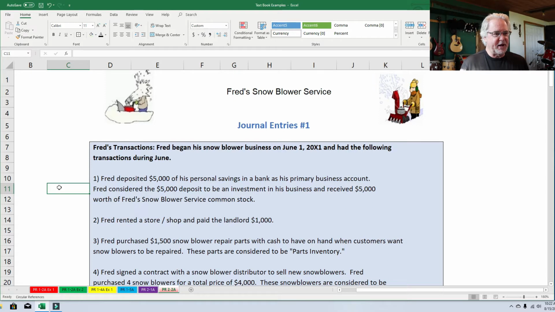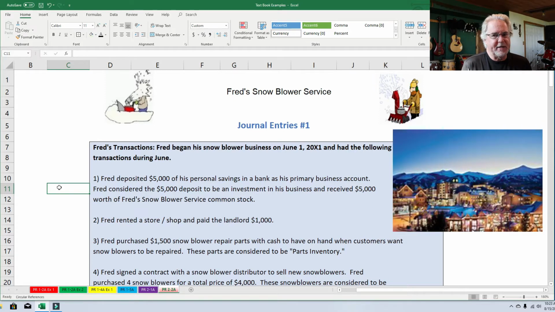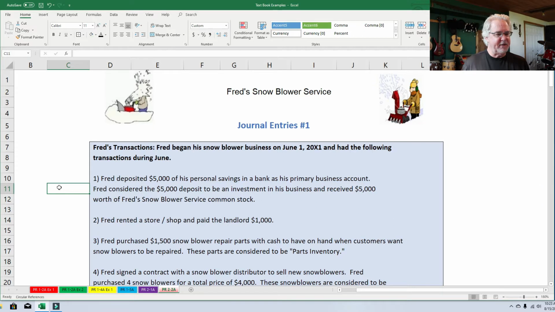So here's what's going on. I've got Fred's Snowblower Service, which is based on a true story. Fred's Snowblower Service is in Breckenridge, Colorado. The names have been changed to protect the innocent, and I've got a lot of transactions here for us that we're going to process. These are the exact same transactions that I've been using in the last couple of videos, and I'm doing this on purpose so you can see how this all fits together and don't get confused by new and different transactions. What we're trying to do is learn the process.